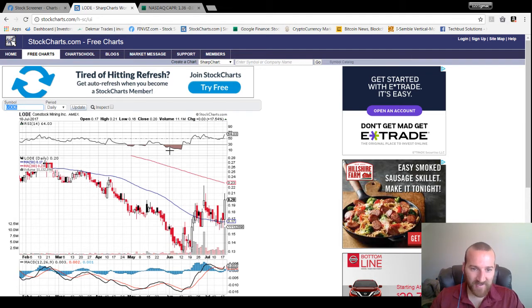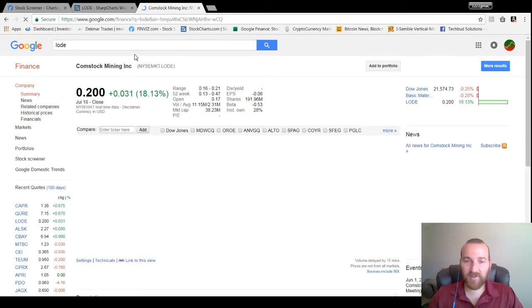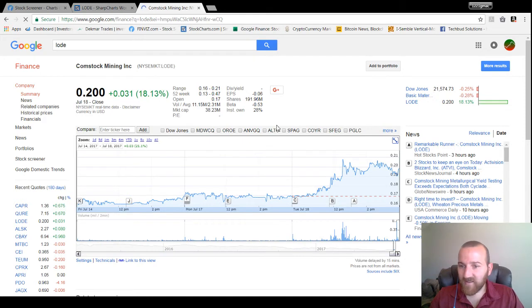And even the RSI was oversold down here, and it started coming up, and then it pulled back, and now it shot up again. So let's go to Google Finance again, type in LODE up here, and let's see what kind of news is going on with this thing.